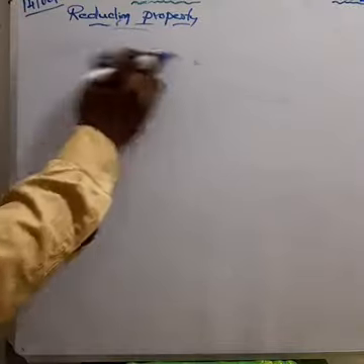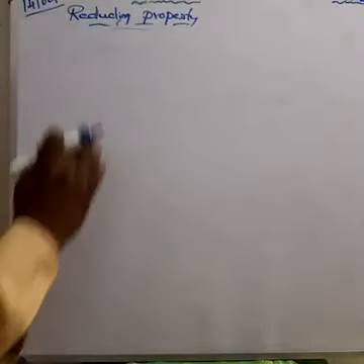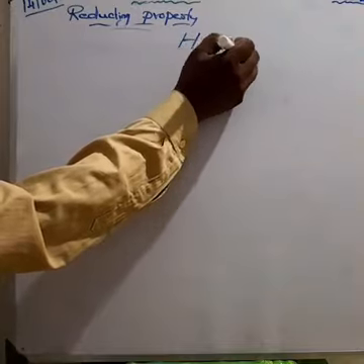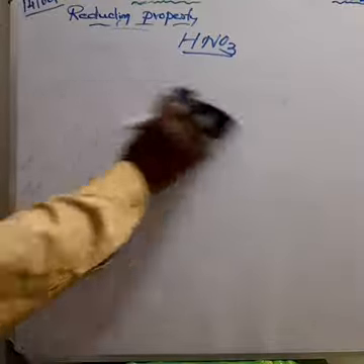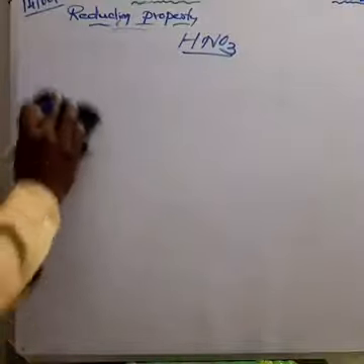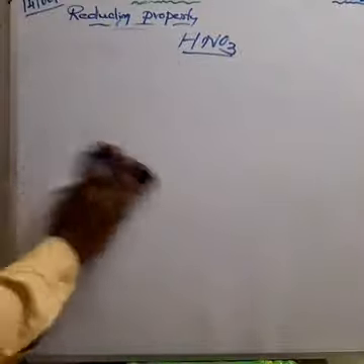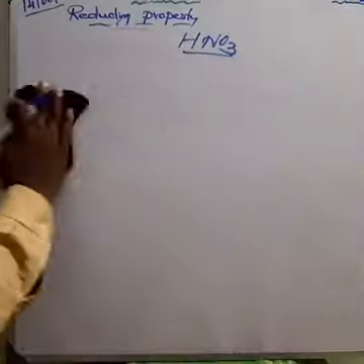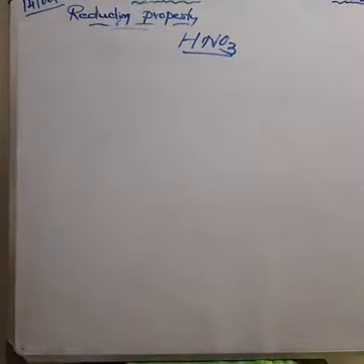Next, we can learn about nitric acid. What is nitric acid? We know the formula of nitric acid is HNO3. This is one of the strong acids, a strong oxidizing agent. It reacts with metals, non-metals, and nitric acid has some applications.